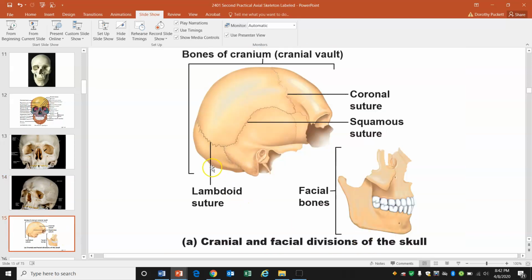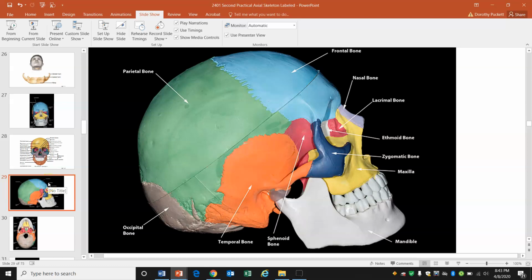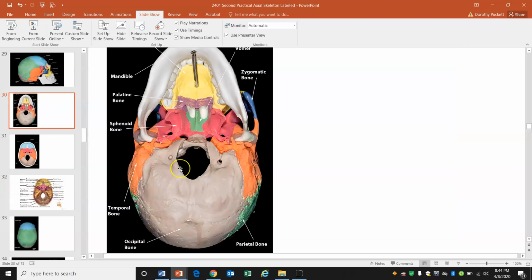The skull is comprised of the cranial bones, which surround the brain, and the facial bones, where muscles of facial expression attach. Looking at the lateral side of the skull again, we can see the temporal bone here, and here is that zygomatic arch. Here is the mastoid process I showed you before, and the styloid process, both of those part of the temporal bone.